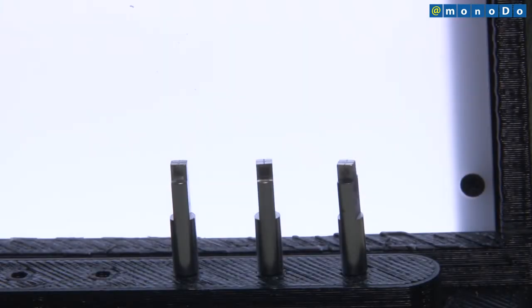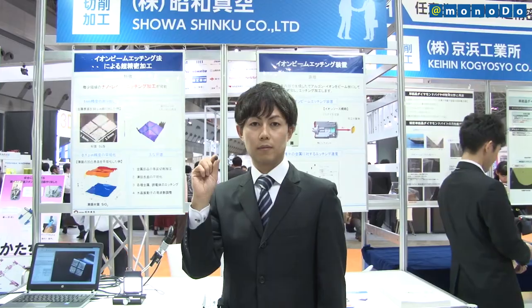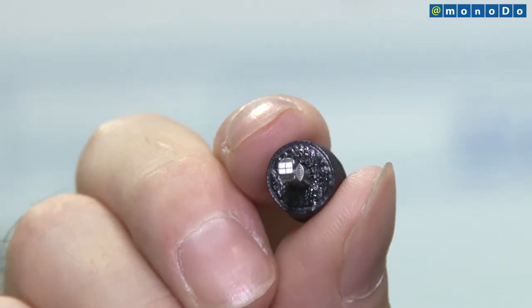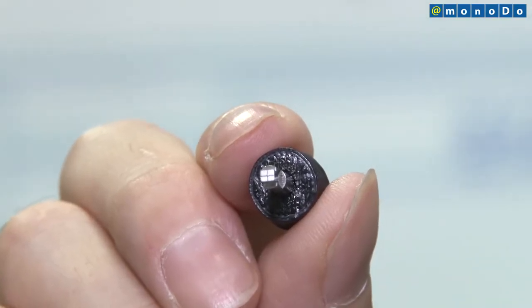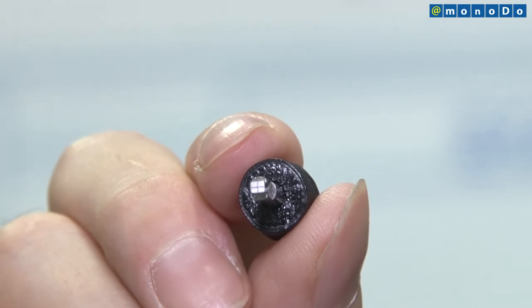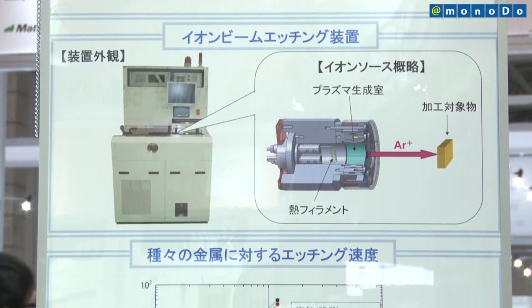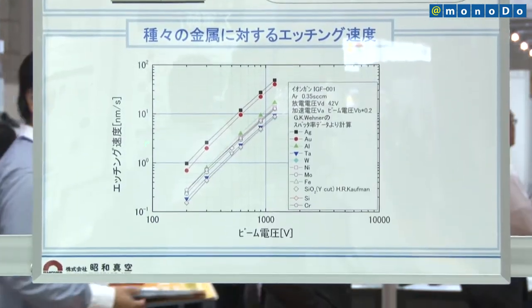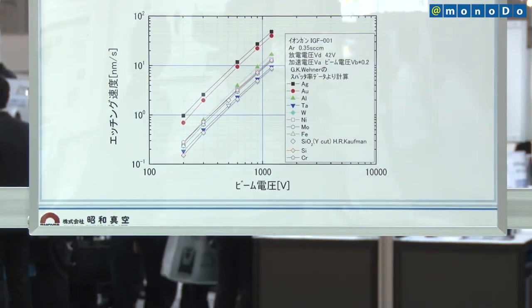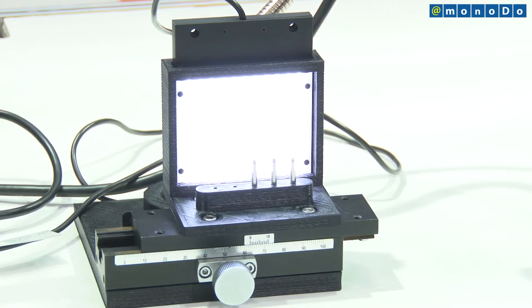The main application for this method is frequency adjustment of quartz devices, which are timing devices used in electronic items such as smartphones. Using the SFE-B03 ion beam etching frequency adjuster, the frequency of a quartz oscillator can be adjusted by irradiating argon ions onto the electrode film of the device to etch the film.